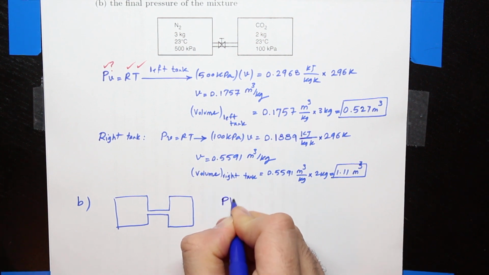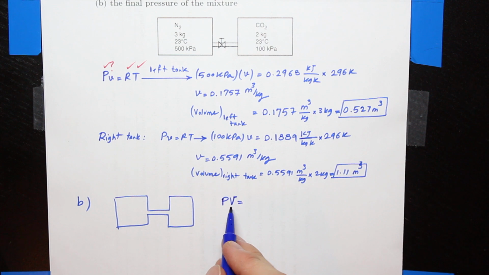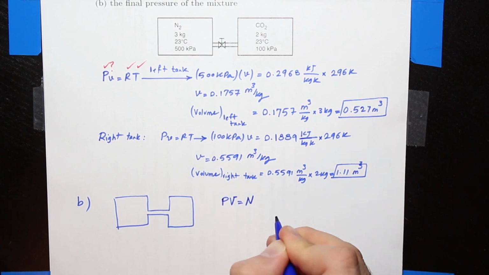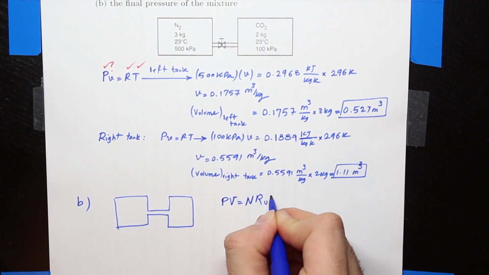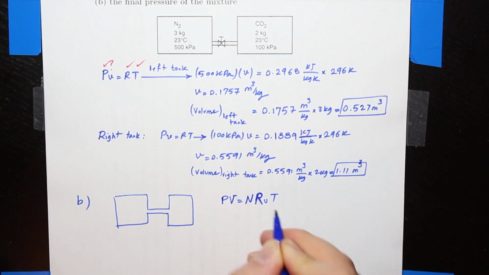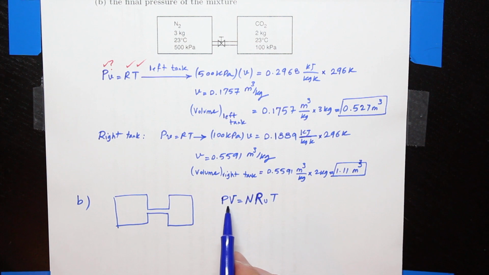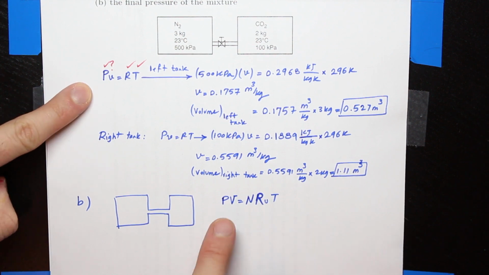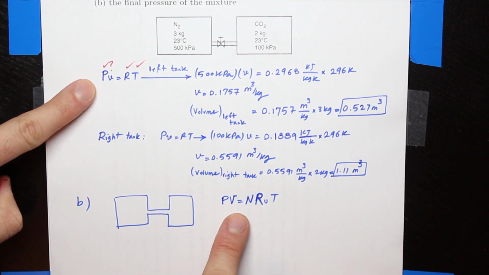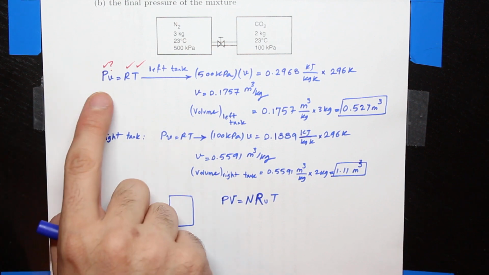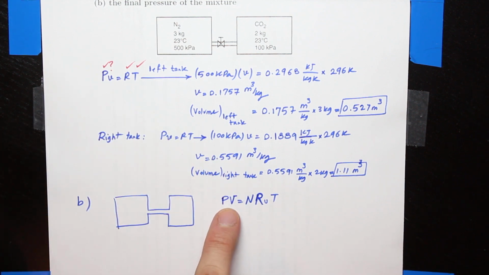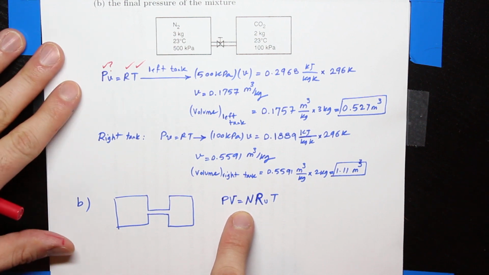Equation wise, I can use PV, uppercase P, equal to N RuT. In one video, I completely explained the difference between these two equations. I already discussed that. Just be careful: here is a specific volume, and here this is volume. On the right hand side, I have Ru, which is a fixed number, and this N is the number of moles.